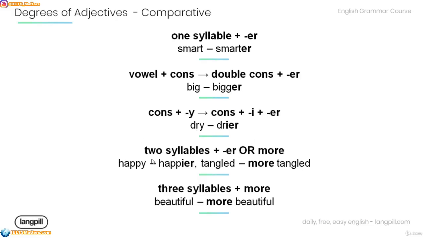Now, when an adjective has two syllables, we simply add er, or we add more. For example, happy, happier. Tangled, more tangled. And when an adjective has three syllables, we simply add more. For example, beautiful, more beautiful.